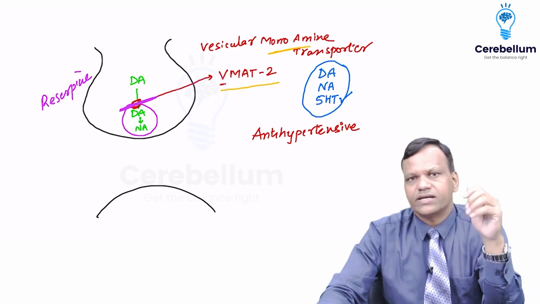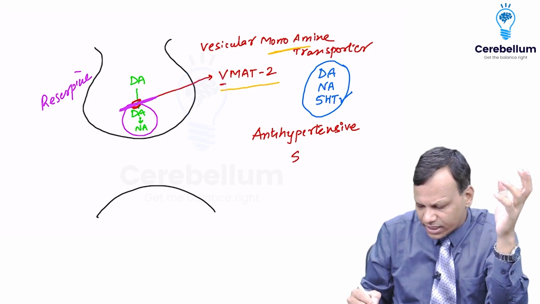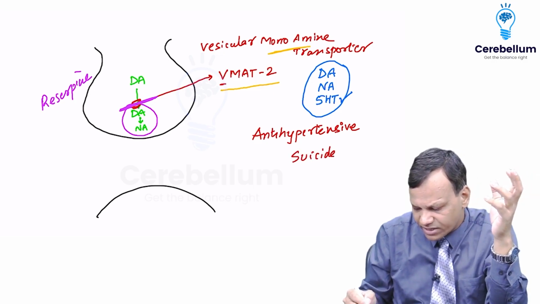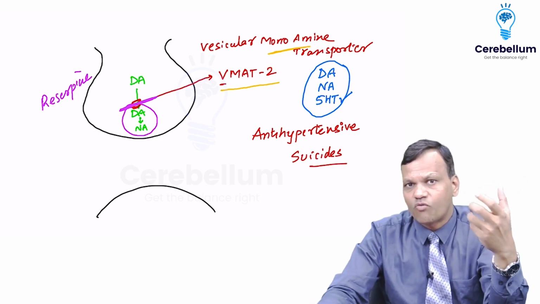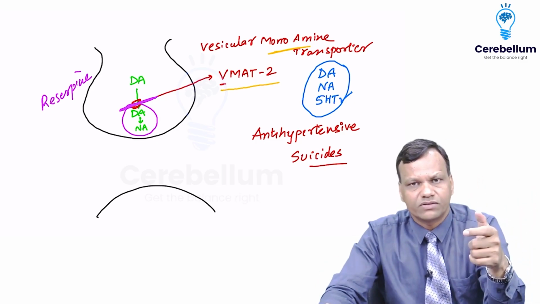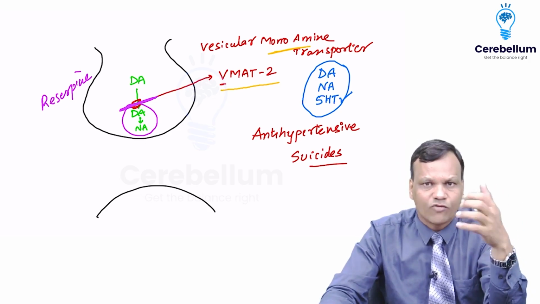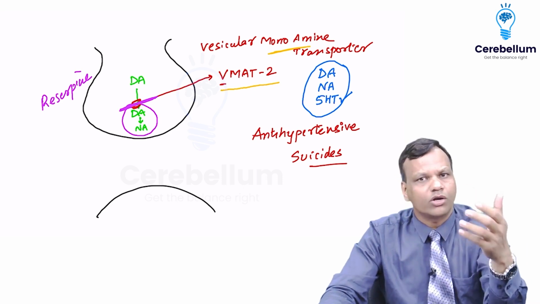But after starting reserpine, many of them developed suicidal tendencies. Some of them committed suicide also. Then research was made to find out why this happened. We found that this transporter is non-specific. It not only helps in the entry of dopamine but also serotonin. So when we give reserpine, even serotonin could not enter.